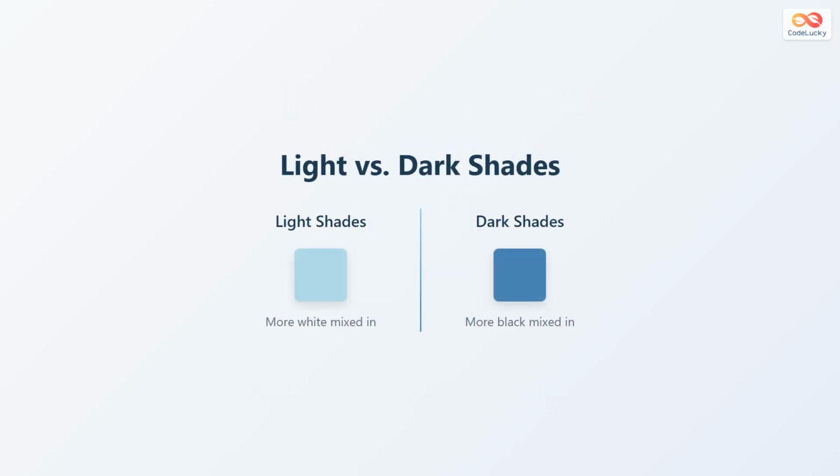Colors have different shades. A light shade is created when white is added to a color. When we add white to blue, we get light blue. A dark shade is created when black is added to a color. When we add black to blue, we get dark blue. So light shades have more white in them and dark shades have more black in them.